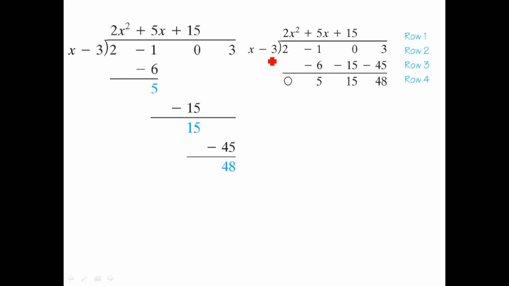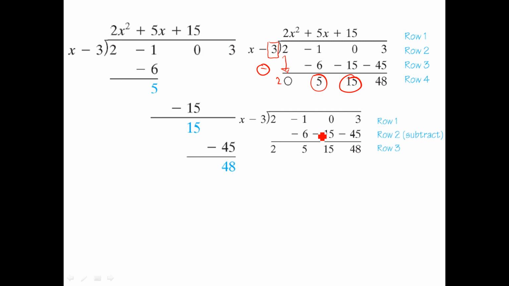On the outside here, what we're going to do is just use the 3. We take the 2, we bring it straight down. 2 times 3, we end up with negative 6, and we subtract straight down, we get 5. Multiply again, we get negative 15. We subtract straight down, which is the same as adding, we get 15. 15 times 3 is 45, with a negative, subtract straight down, we get 48. Exact same thing. Alright, so we can go a lot faster.